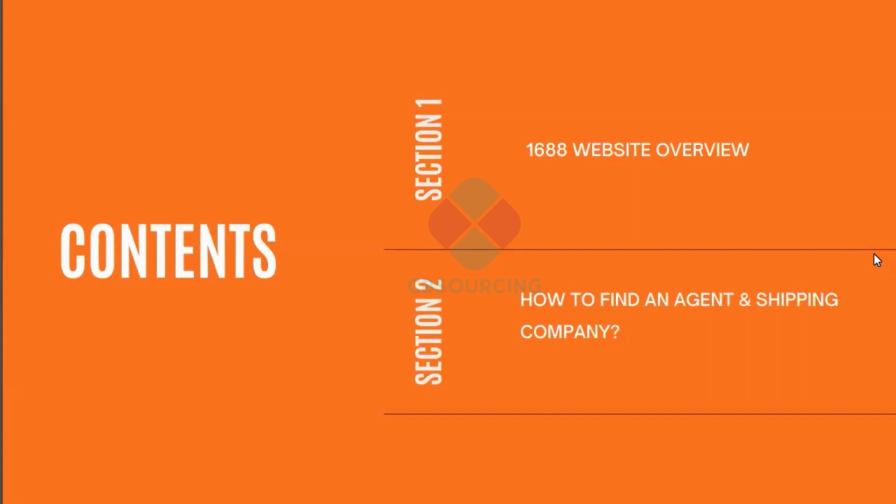Today, we have two sections. The first section will be an overview of the 1688 website. And the second section will be about how to find an agent and shipping company on 1688.